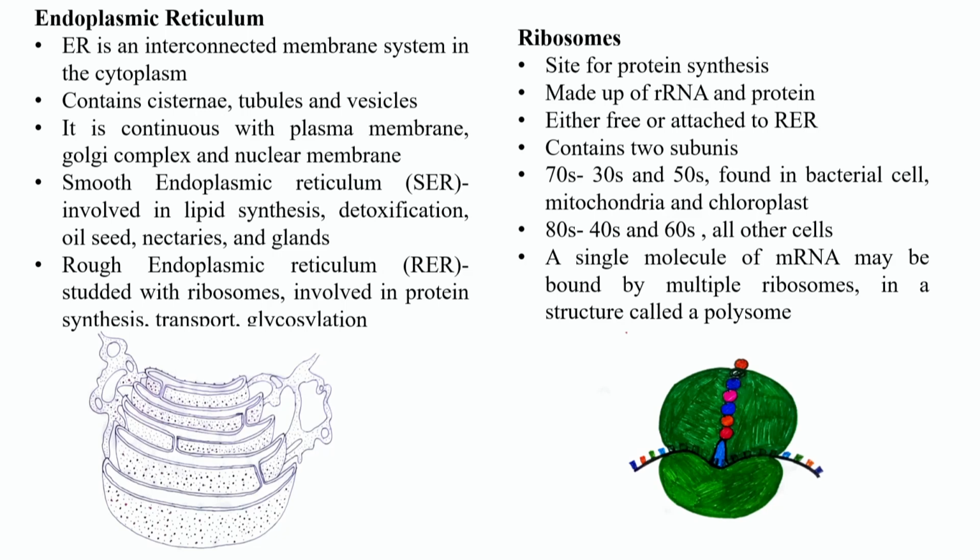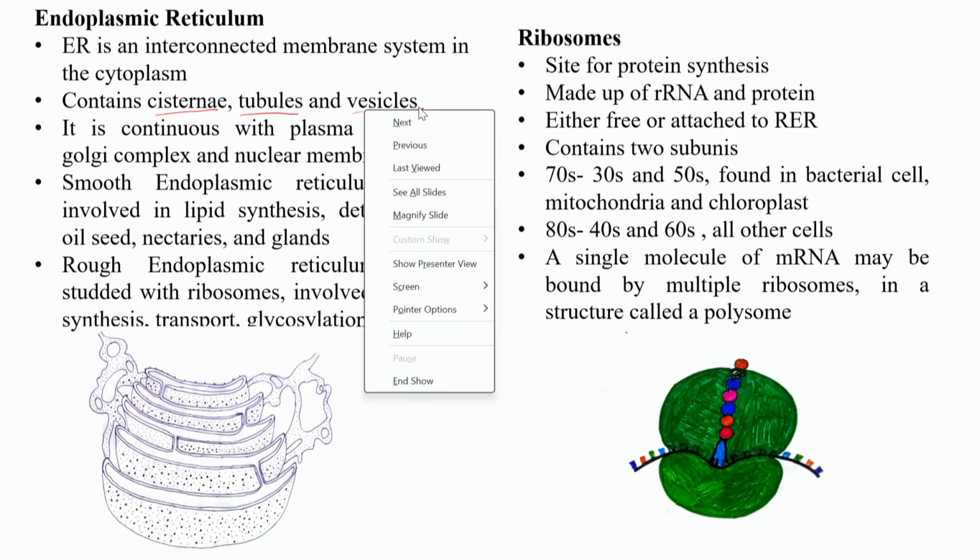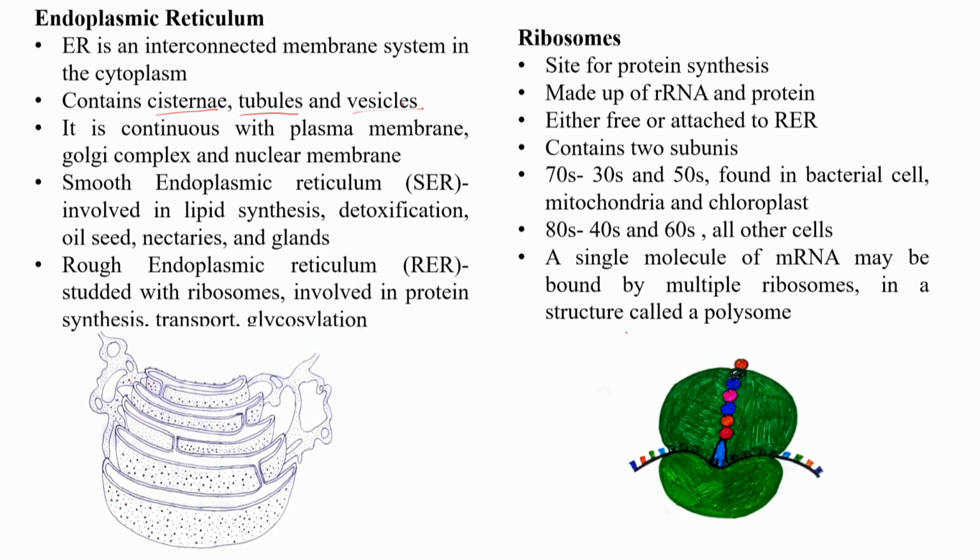Now, coming to the next important organelle, it is the endoplasmic reticulum. Now, endoplasmic reticulum is an interconnected membrane system which is distributed in the cytoplasm. Now, this membrane system is made up of sac-like structure, flat plate-like sacs which are known as cisternae. Okay, it is made up of tube-like structures which are tubules and small rounded vesicles. So, they all form the endoplasmic reticulum.